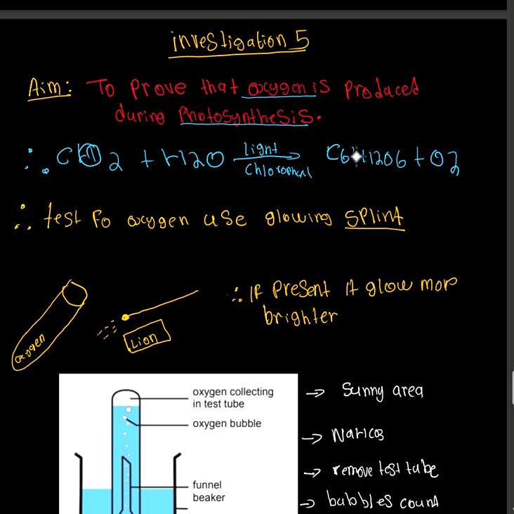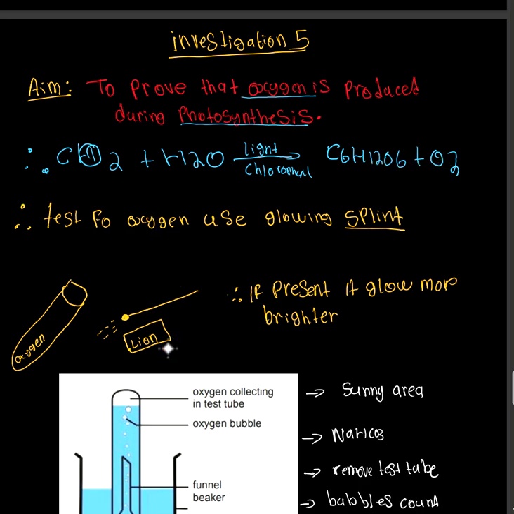And for the glucose, all the previous experiments were based on what? Testing for the starch, or testing for the glucose that forms the starch, where we're testing the presence of the starch. But now we're testing another product, which is the oxygen. We're going to test whether oxygen is produced during photosynthesis. So how do we prove it?